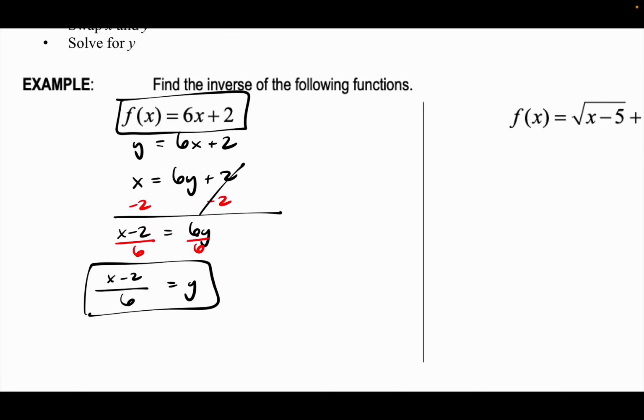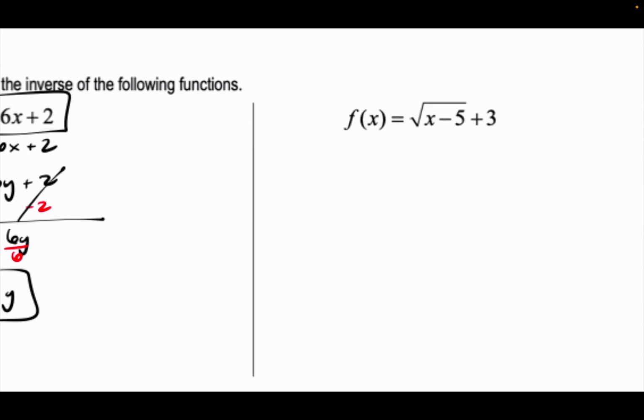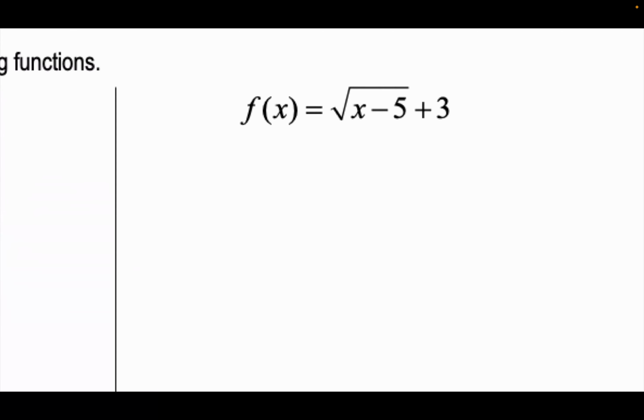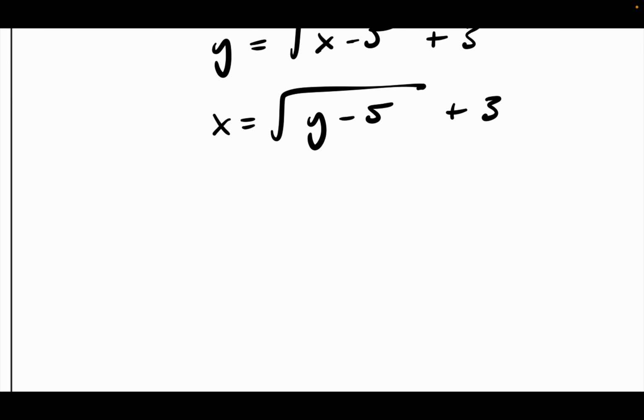So to find the inverse, we just do that, and then we do the derivative after. And then find the inverse of this guy. The inverse of this guy, you're going to do the exact same thing. Y equals the square root of x minus 5, plus 3. First thing you always do to find an inverse is flip the x and the y. And then you solve for y.